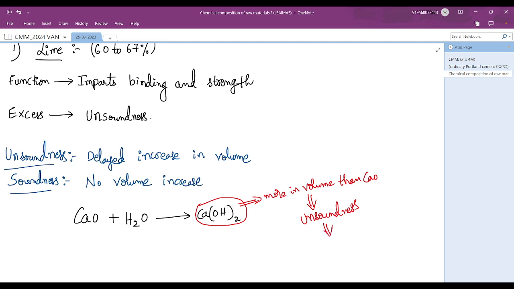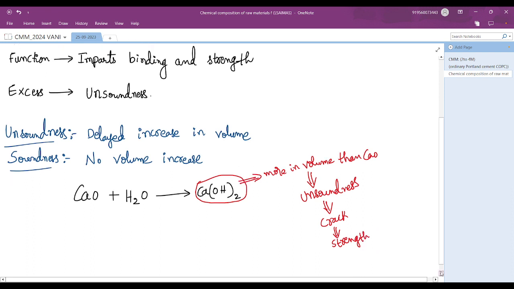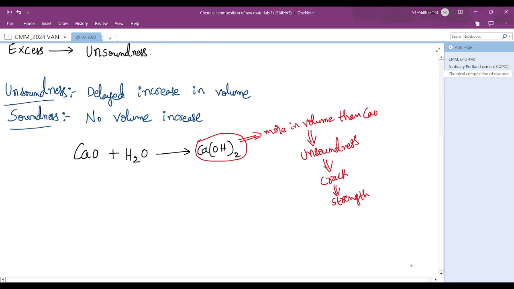Because of this increase in volume, cracks will occur. These cracks will ultimately reduce the strength, right? If there is a crack, then obviously there is no point to point contact or grain to grain contact. As the grain to grain contact gets disturbed, strength reduces. Clear, all of you?